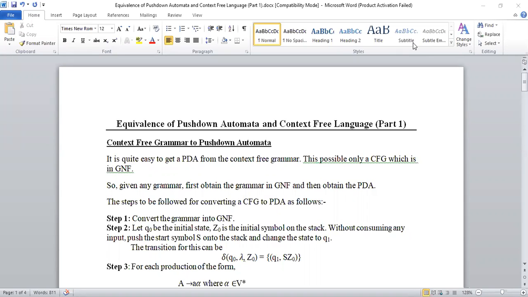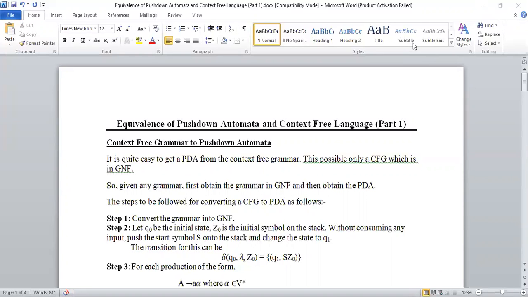Those are: first, convert the grammar into the corresponding GNF, and step 2, Q0 is the initial state and Z0 is the initial symbol of the stack, and without getting any input, push the start symbol onto the stack and change the state to Q1. So here the important point is to convert to the corresponding PDA.